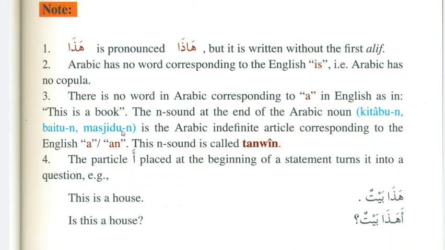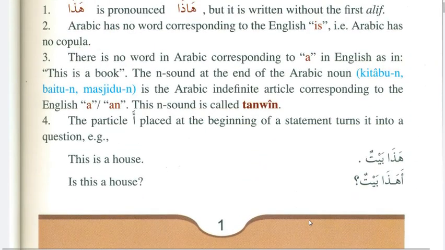Then another thing that you learn in this chapter is that Haza baitun is a normal sentence. This is a house. But to make it an interrogative sentence, you just put the particle hamza in front of it. Ahaza baitun, is this a house? It becomes an interrogative sentence. In this way you can simply convert any simple sentence into an interrogative sentence. This particle hamza is called hamzatul istifhamiya.